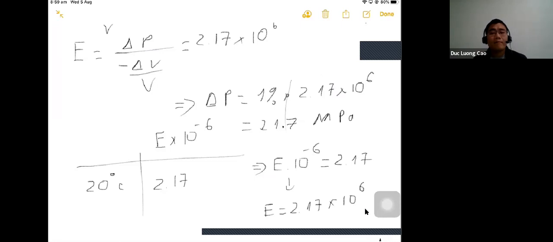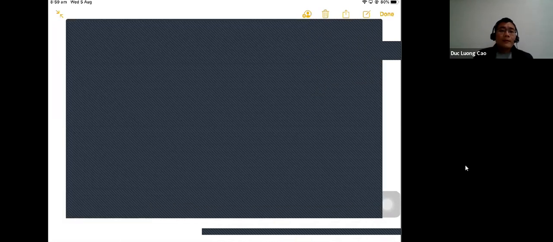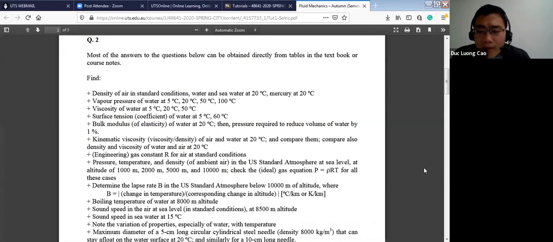Be careful about this one. Bulk modulus of elasticity. Do you have any question about this one?